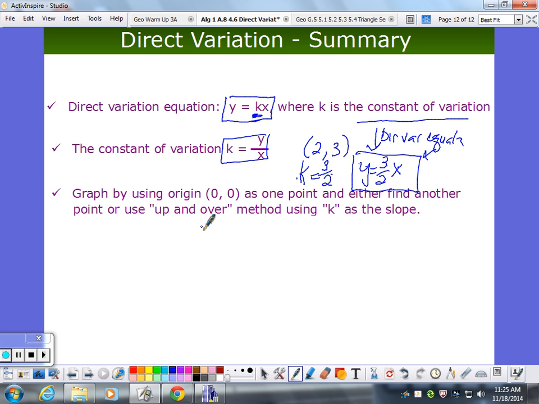You graph these the same way that you graph anything, except your line is always going to go through the origin. And then use k as your slope to go up and over. Okay? Summary, that's it. Are there questions? Questions?